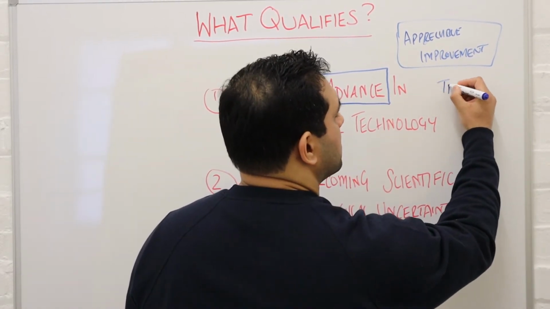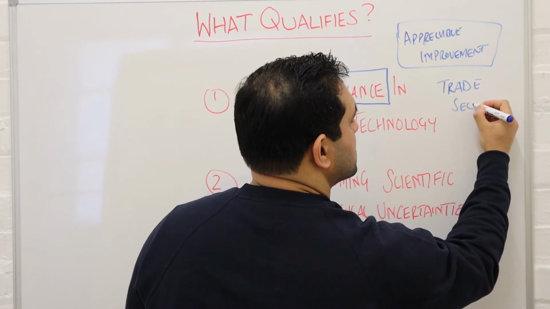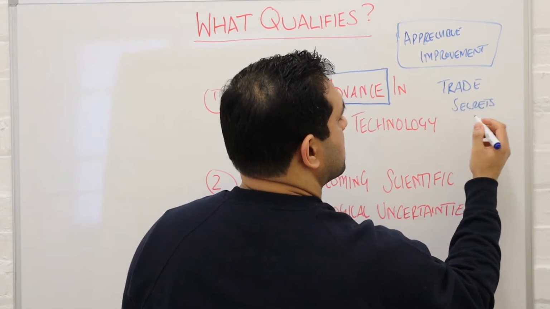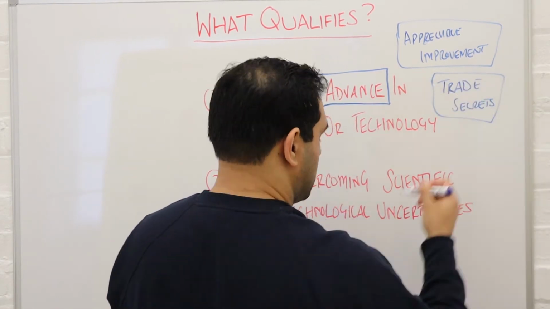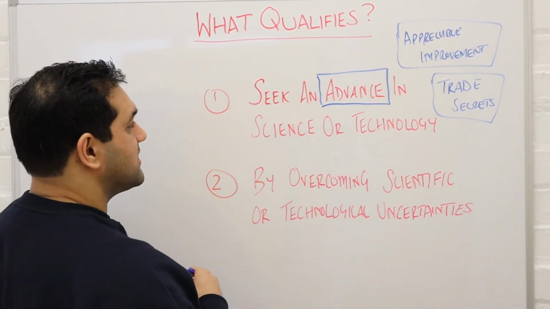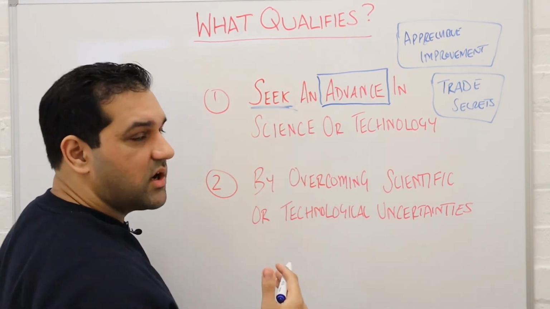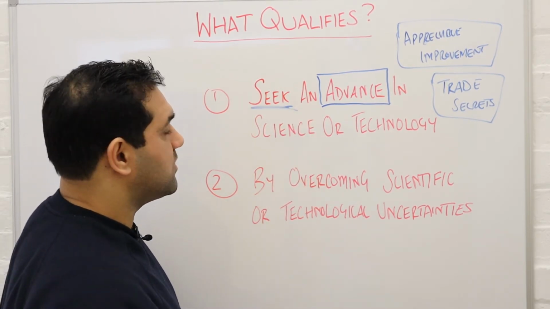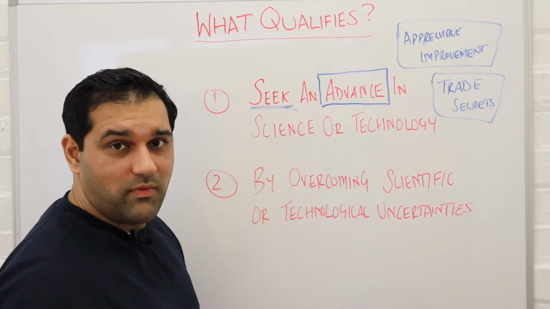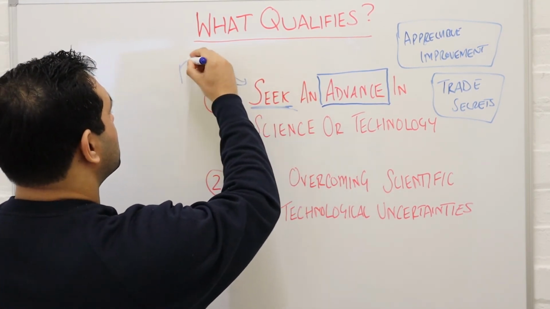That's right. Trade secrets. There we go. Also, the project must seek. So not achieve, it must seek. So what that builds into that definition is failure.